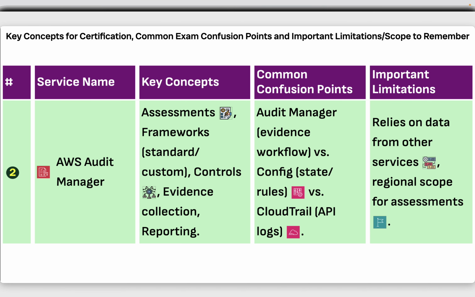Next, AWS Audit Manager. Key concepts are assessments, frameworks, which can be standard or custom, and controls, evidence collection and reporting. Confusion can be between Audit Manager, which is for evidence workflow, versus AWS Config, which is for state and rules, versus CloudTrail, which is for API logs. Limitations, it relies on data from other services and regional scope for assessments.